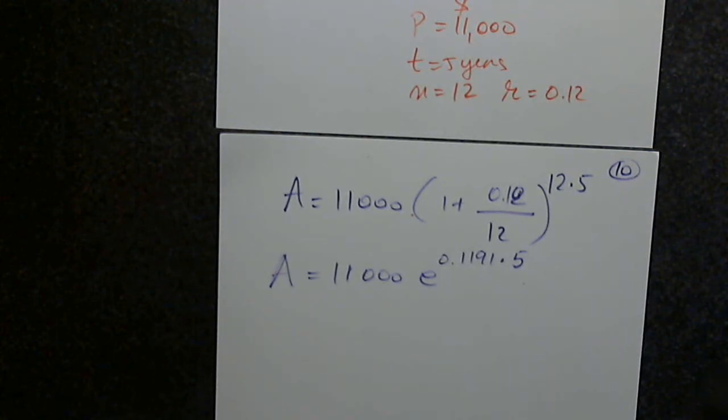So we have 11,000, and in parentheses, 1 plus 0.12 divided by 12. Oh, 1, okay, never mind. So caret, don't forget parentheses, we have 12 times 5. Yes, you can write 60. You don't have to write 12 times 5. And in the meantime, I'm writing something else.